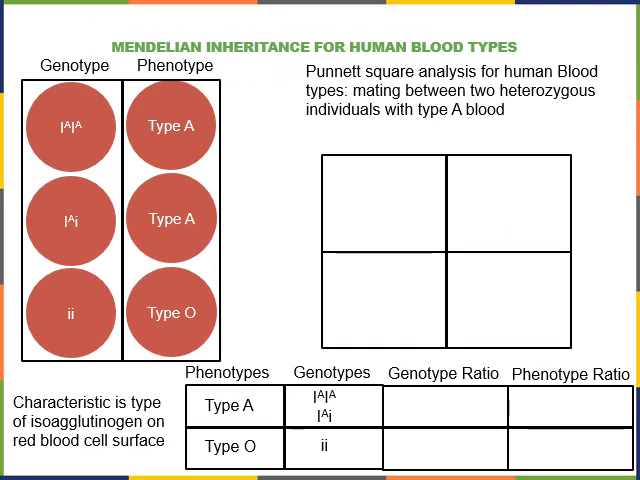Another example of a gene that follows the Mendelian laws of inheritance is human blood types. You may have heard of type A blood or type O blood or even type AB blood and type B blood. For now, we'll just focus on type A blood and type O blood. Type A blood has the dominant allele, and type O blood has the recessive allele.